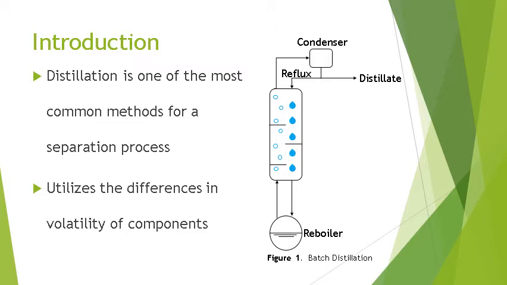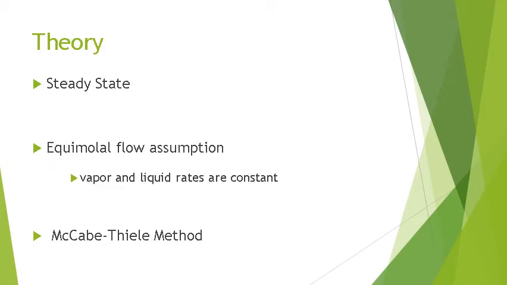As you can see in figure 1, the vapor boils up the column coming from the reboiler, and the liquid condenses from the condenser and flows back to the column or is taken off as distillate, depending on the reflux ratio. Theories used in this experiment are steady state, in which the conditions in the column are not changing, and the equimolar flow assumption, in which the vapor going up the column and the liquid flowing down the column are constant. Also, we will use the McCabe-Thiele method in determining the number of theoretical stages in the column.